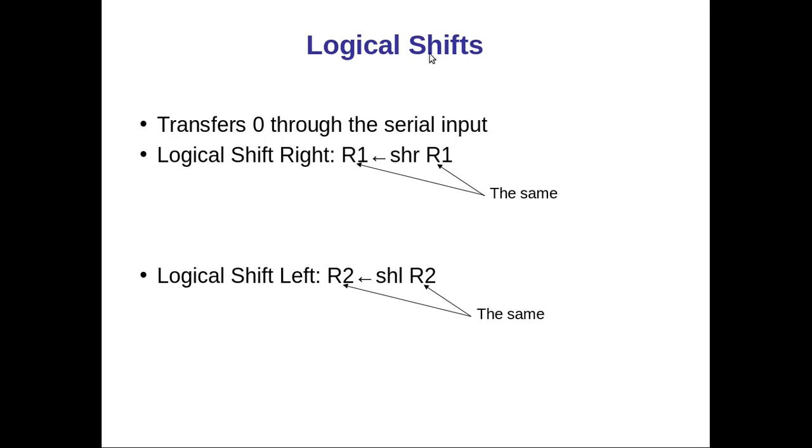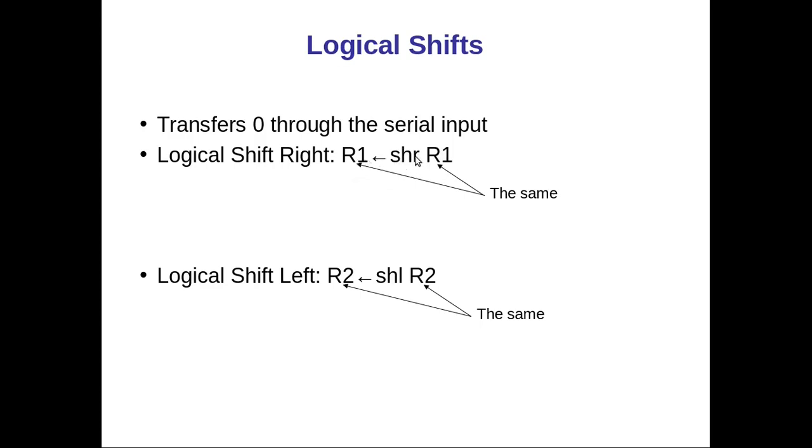Logical shift. Based on the input we are giving through the serial input, we can classify shift operations into logical shift, circular shift or rotate operation, arithmetic shift, etc. First we can consider the logical shift operation. It transfers 0 through the serial input. Logical shift right means R1 gets SHR R1, where SHR is the register transfer logic notation.